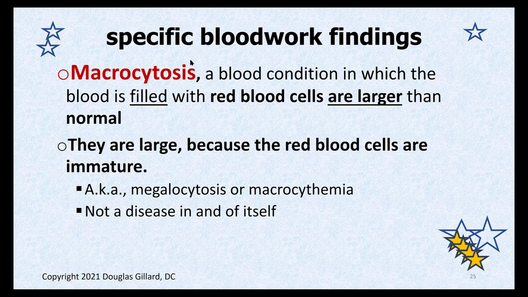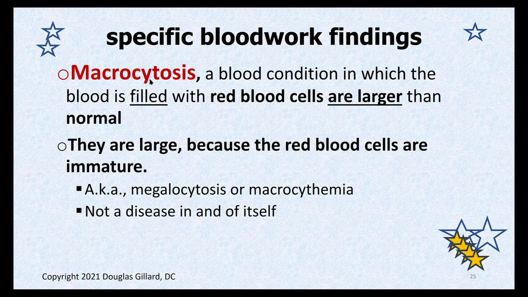Macrocytosis. So that's another blood work finding they have. Okay, that's the same as megaloblastic anemia, right? We said the major category was macrocytosis. One of its subcategories was pernicious anemia.